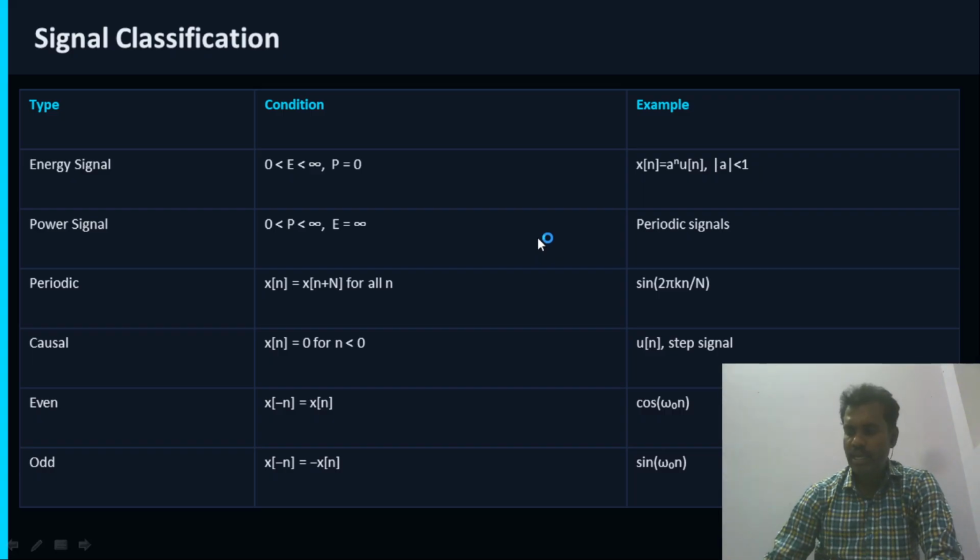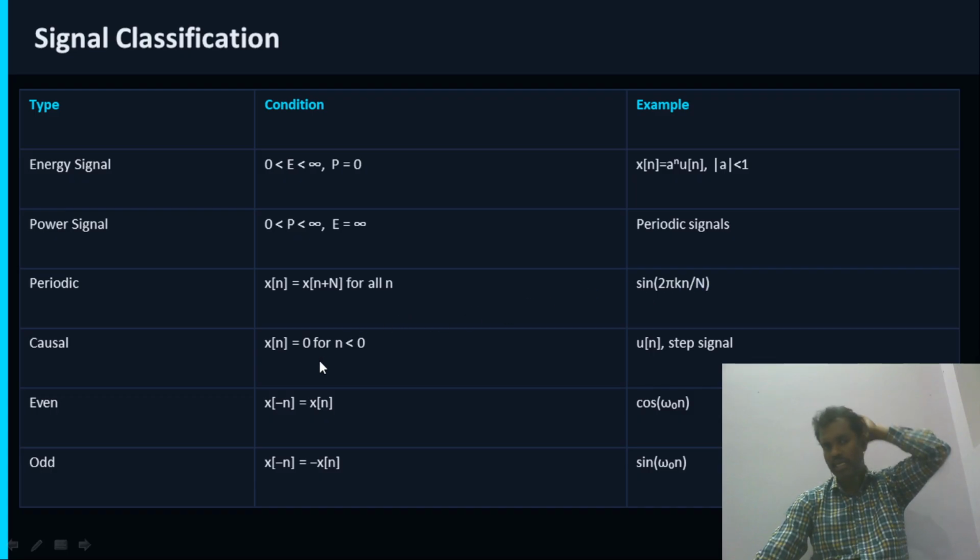Similarly, periodic and aperiodic signals. Periodic means the signal repeats after n samples. The same samples repeat after some n samples. That is, x of n equals x of n plus N. It is periodic. For example, a sinusoidal signal.